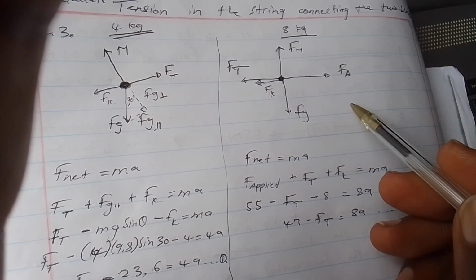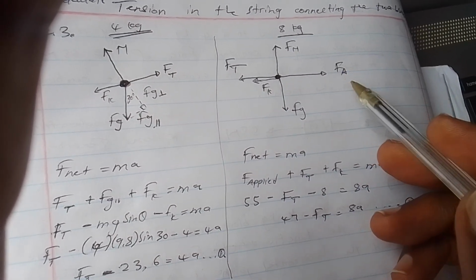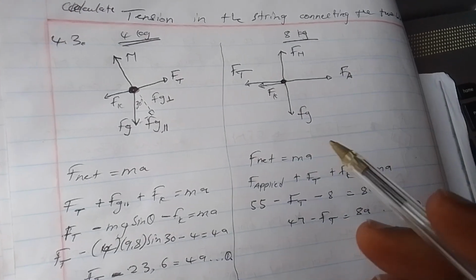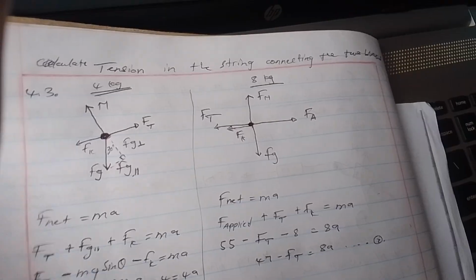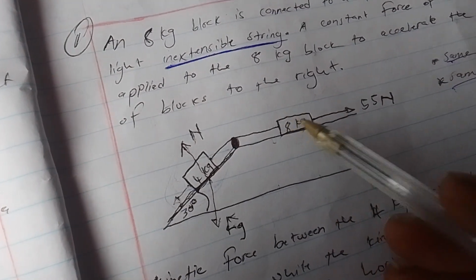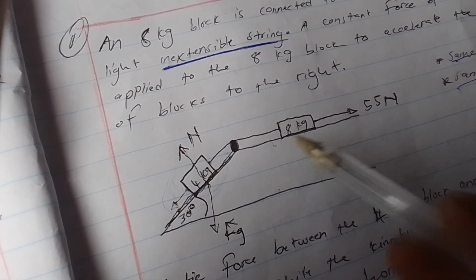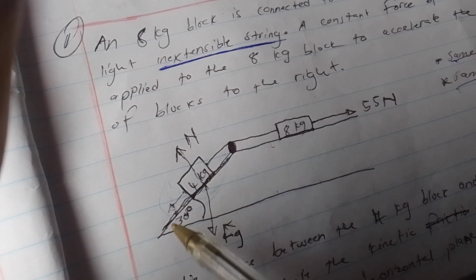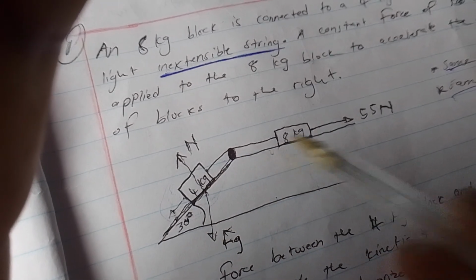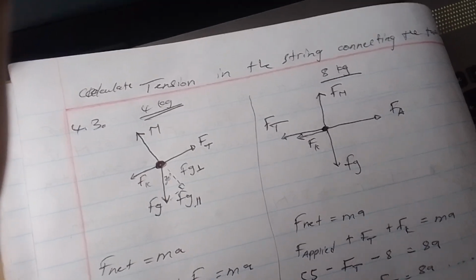So okay, now we drew our free body diagram on our 8 kg block, and all the forces that are acting on it. And don't forget, our 8 kg block is on our horizontal surface. It's not on our inclined surface, it's not on our inclined plane. It's on our horizontal surface. So you'll see the difference between these three free body diagrams.